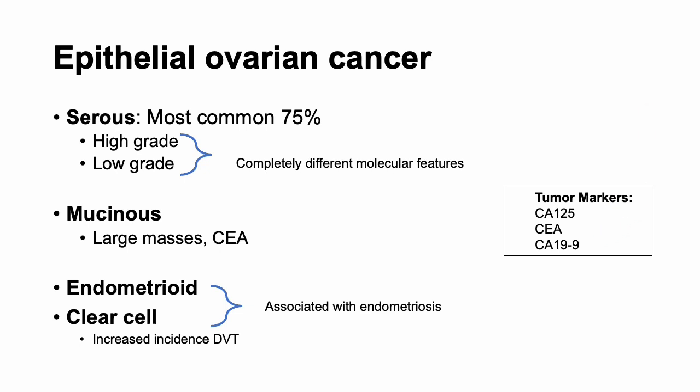We then have our CEA. This is carcinoembryonic antigen. This is present in the colon and can also be present in mucinous tumors. And then CA19-9, which is cancer antigen 19-9. This can be seen in appendiceal cancer, but can also be elevated in mucinous tumors.